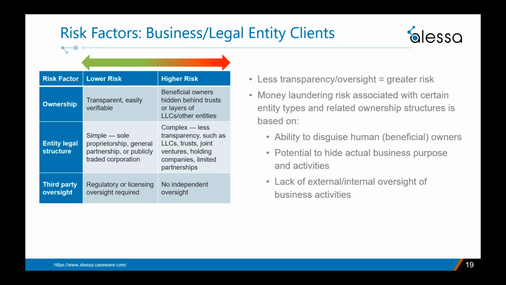First, let's take a look at risk factors surrounding how a legal entity is structured in terms of ownership and form, as well as the level of third-party oversight of the entity. In essence, the less transparency in ownership and structure, the greater the risk. When the individuals who are actually behind a company directing its activities, perhaps illegal activities, want to clearly remain anonymous, a complex ownership structure and complex legal entity type both afford this kind of anonymity.